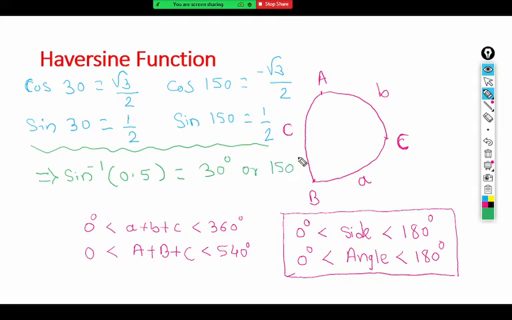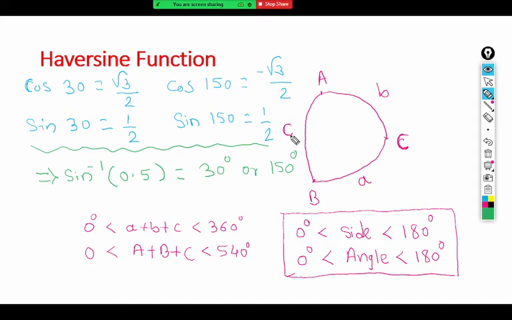So there is a case of ambiguity, a case of deciding the angle, because the answer can be 30 degree or 150 degree, but we have to give only one answer. So that ambiguity we have to solve.